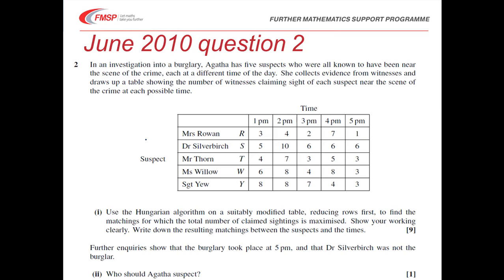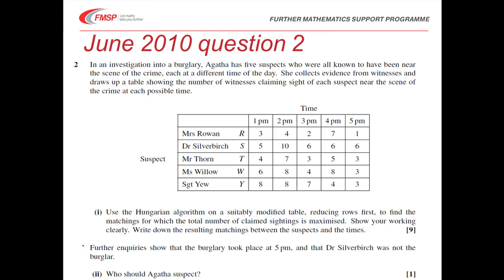What we're asked to do is use the Hungarian algorithm on a suitably modified table, reducing rows first, to find the matchings for which the total number of claimed sightings is maximised. Show your working clearly, and write down the resulting matching between the suspects and the times. Now notice here we do have 5 rows and 5 columns, so it is a square matrix, so we don't have to adjust it by putting in any dummy rows and columns, but on the other hand we are being asked to maximise, so we're going to need to alter it to make it into a minimising problem.